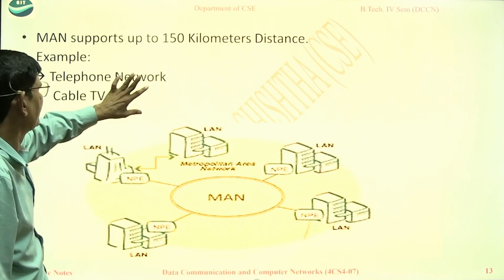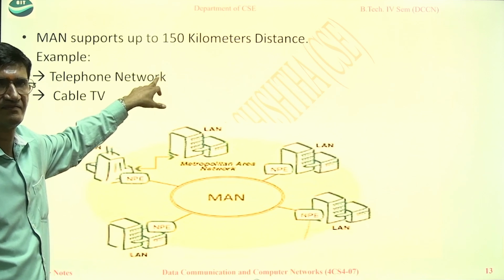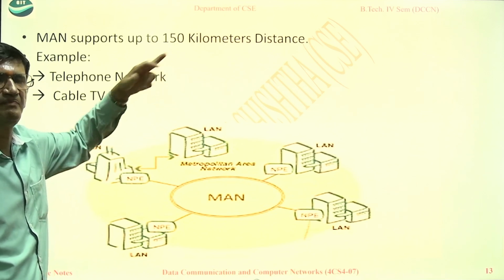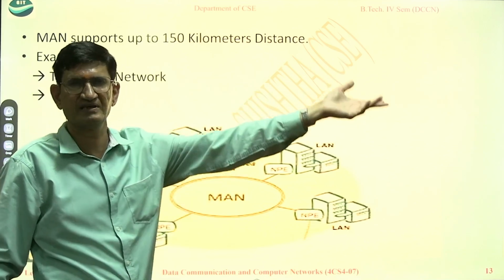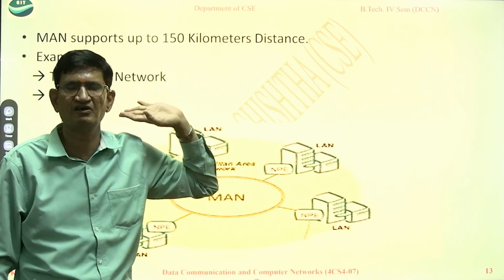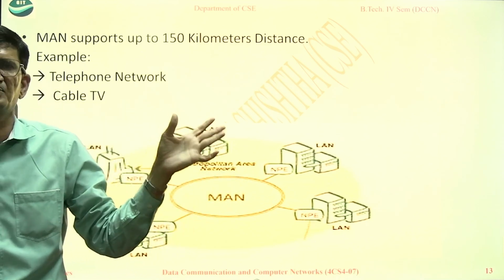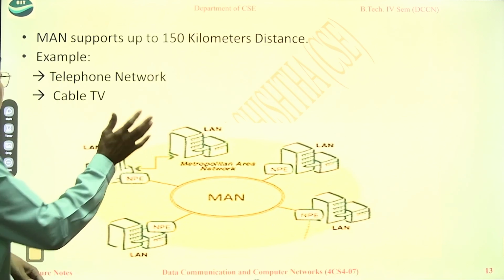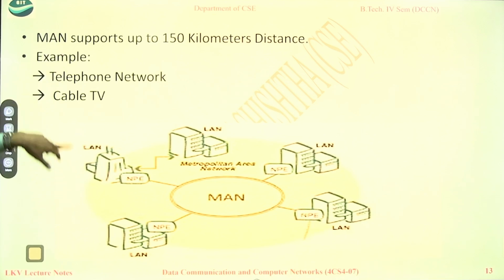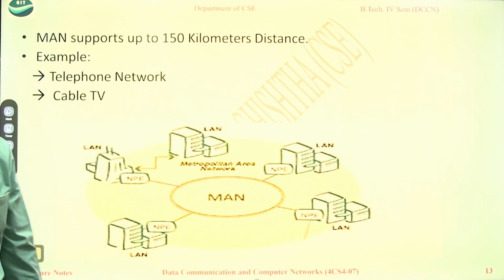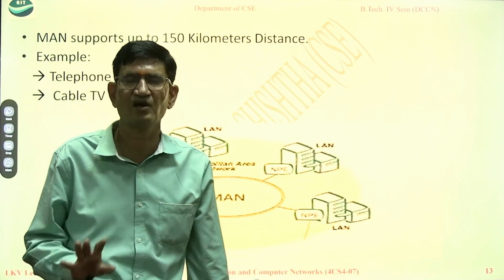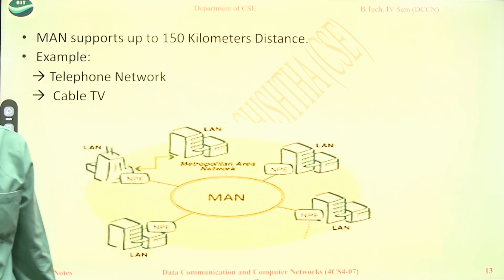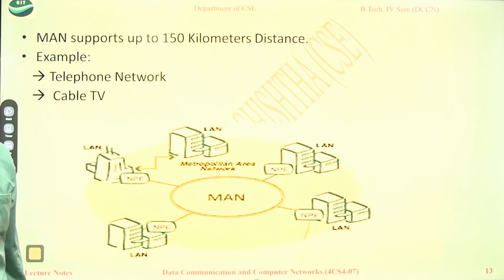The diameter by which we build a MAN is 150 kilometers: campus 1, another campus 2, another campus 3, within that range. We are able to connect the whole labs of whole campuses together. It is called MAN, Metropolitan Area Network. An example is the telephone network. India's telephone network is the vastest in the world, physically, like our landline.